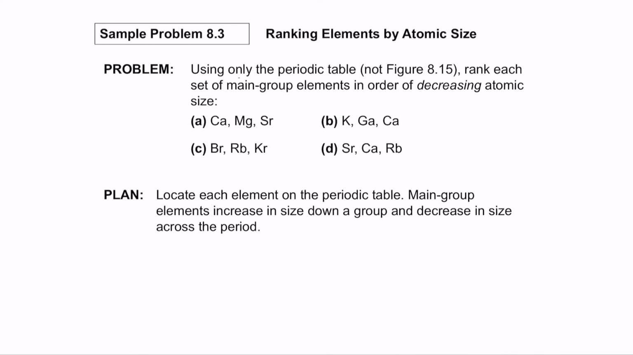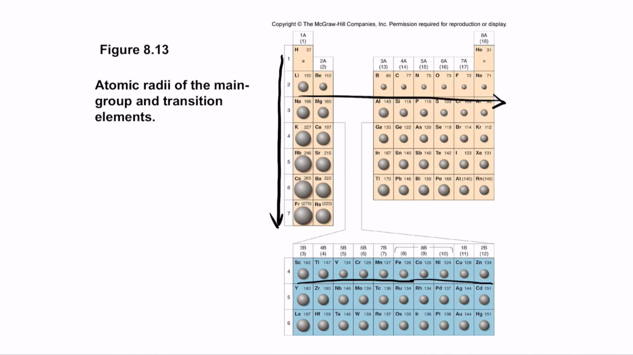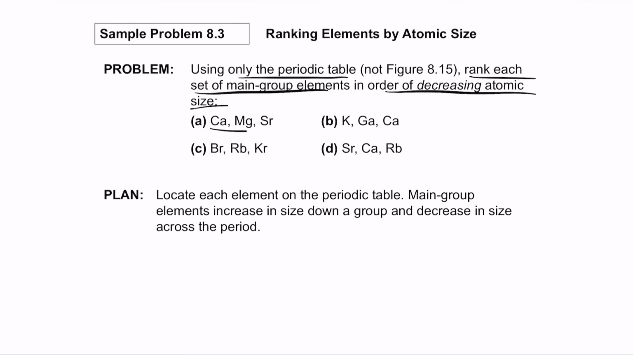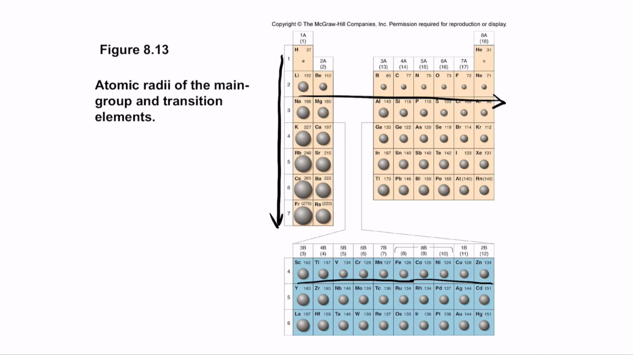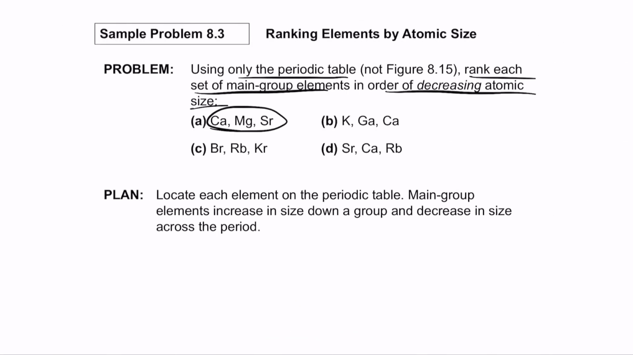Now use only the periodic table and rank each set of atoms in order of decreasing size. So this is the periodic table here. They're asking you first for calcium, magnesium and strontium. When you use the periodic table, you notice that magnesium is the smallest one. Then comes calcium, then comes strontium. So this is the order of the atomic size.